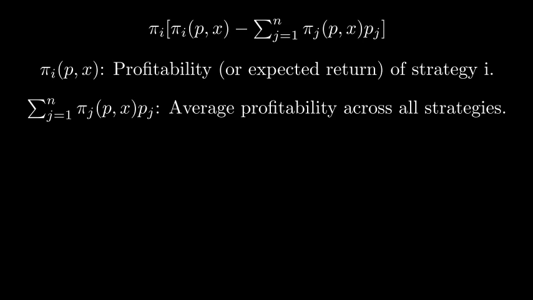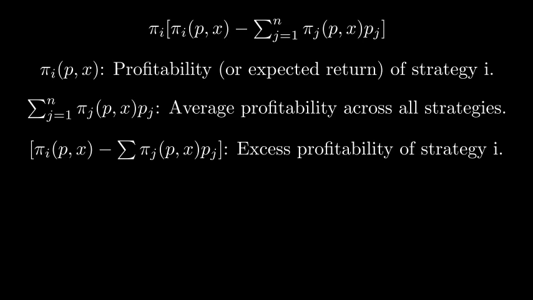Next, let's look at the second part inside the brackets, the summation term. This term calculates the average profitability across all strategies in the market. It does this by taking the profitability of every strategy J, which is pi sub j of p, x, and multiplying it by that strategy's market share, p sub j. Then, it sums them all up. This gives us a weighted average of how well all strategies are performing. It's the benchmark that every individual strategy is measured against.